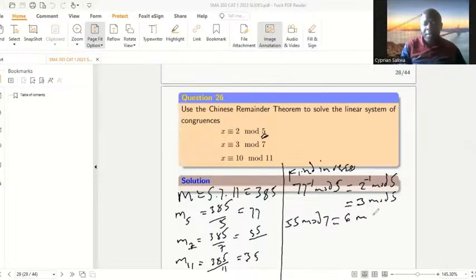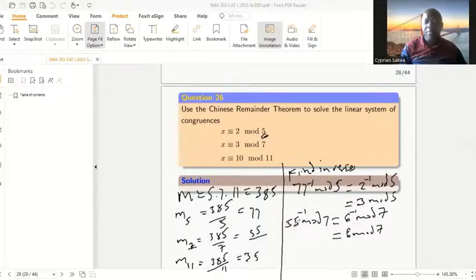Let's use a calculator very fast. Now, what is the inverse of 6 mod 7? What number when multiplied by 6 will give you 1 when you divide it by 7? That number is 6, because 6 times 6 is 36, and 36 divided by 7 is 5 with the remainder 1. So the answer will be 6. The inverse of 6 is 6.